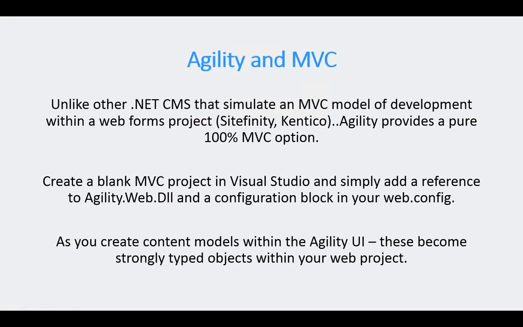So to start, a developer would create a blank MVC project in Visual Studio and simply add a reference to an Agility web.dll and a configuration block in your web.config. That configuration block will tell you what instance you're going to connect to in the Agility cloud, and the Agility web DLL gives you your library of functions to extract content or to put content into that instance. Also, as you create content models within the Agility UI, these will become strongly typed objects within your web project.